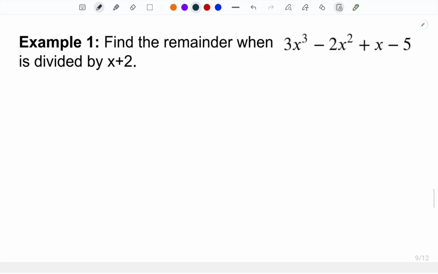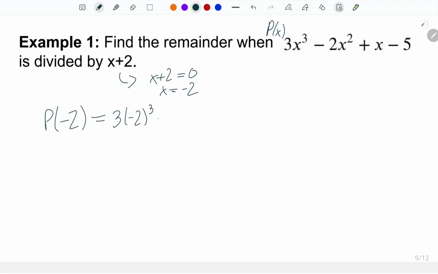Okay, so let's find the remainder when 3x cubed minus 2x squared plus x minus 5 is divided by x plus 2. So what's handy is just label it p of x, and well, x plus 2, rearrange that, you get x is equal to negative 2. So we're just looking for what is p of negative 2. Well, negative 2 cubed minus 2 times negative 2 squared plus negative 2, or you could write it just as minus 2. All that, plug it in, and we'll see what you get. And in this case, you will get negative 39.